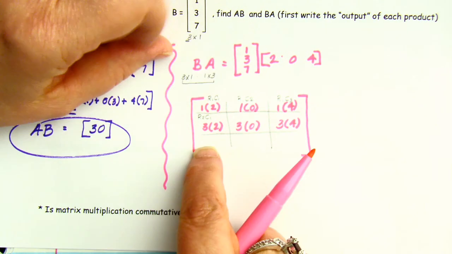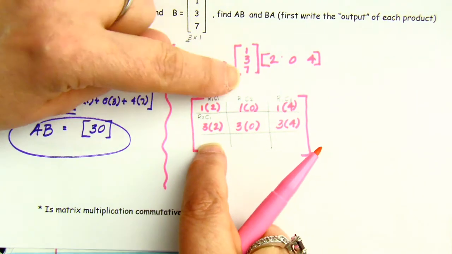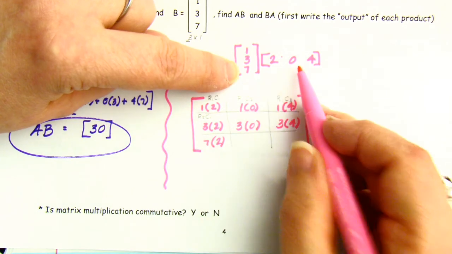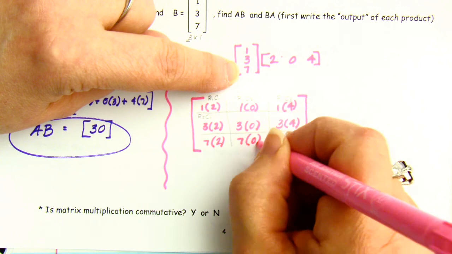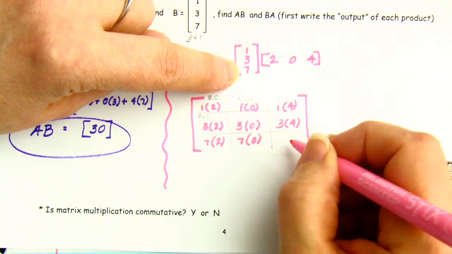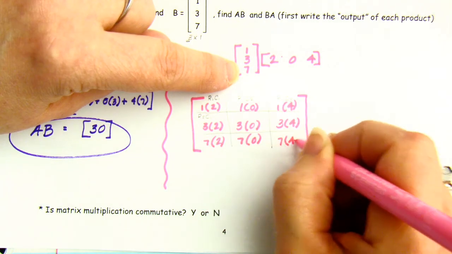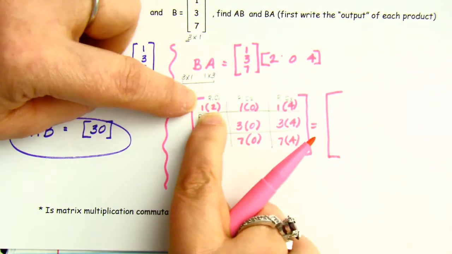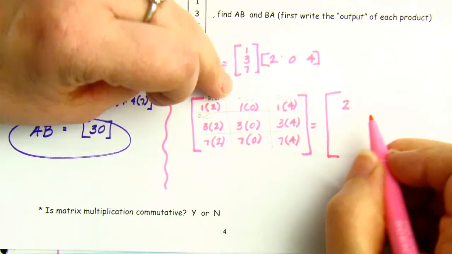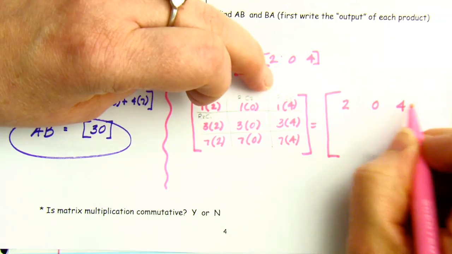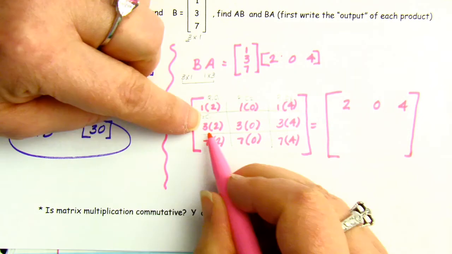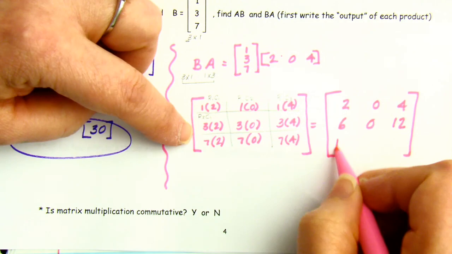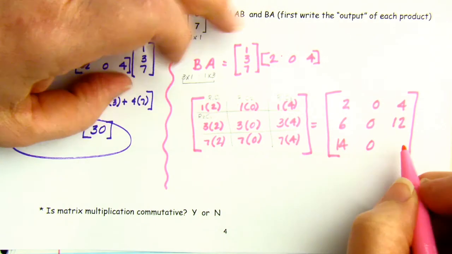All right, this is row 3 column 1. Row 3 with column 1 is 7 times 2. Row 3 with column 2 is 7 times 0. And row 3 with column 3 is 7 times 4. And now we have to clean this up. And we see 1 times 2 is 2. That's 0. That one's 4. 6, 0, 12, 14, 0, and 28.